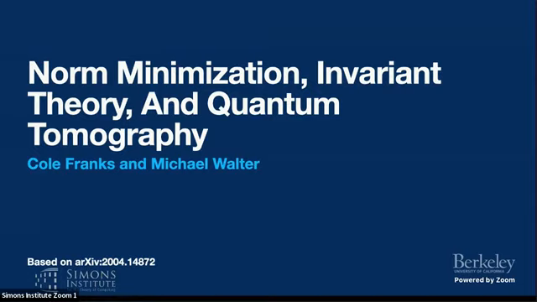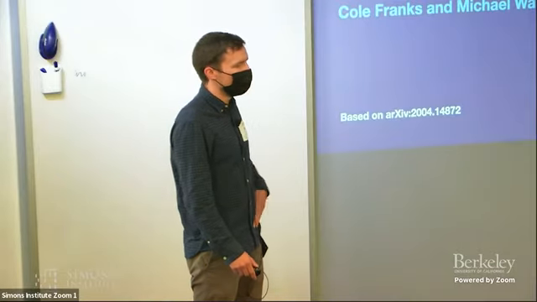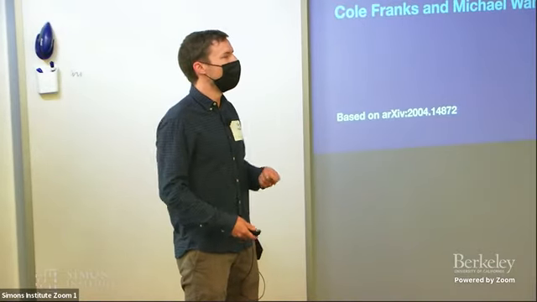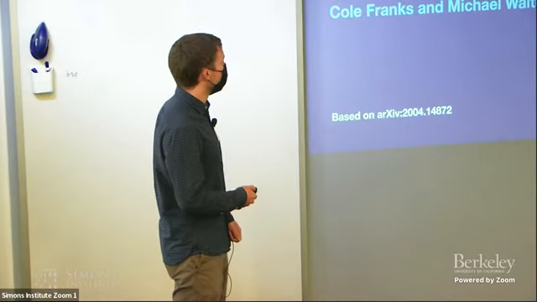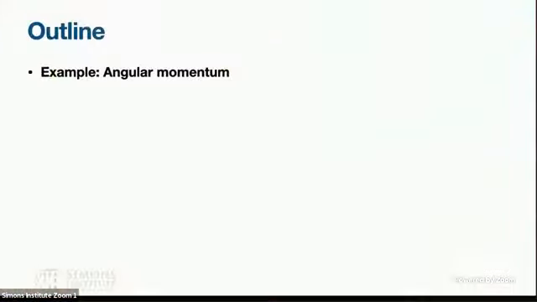So I'm going to be talking about basically a cool connection between a problem that I've been working on for a long time, along with a bunch of my collaborators, norm minimization, with some other topics, in particular quantum tomography. And this is not really much of an optimization talk. It's more of a why might you care about this particular optimization problem, because of its neat connections to other things. So the first thing I'm going to talk about is just an example of quantum angular momentum.